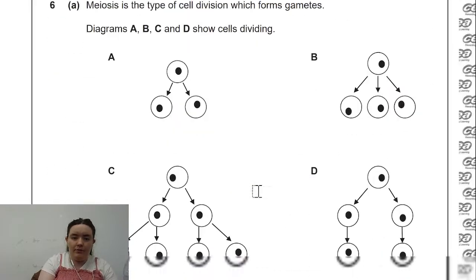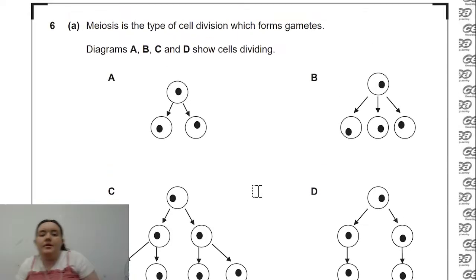Here we go. So, meiosis. So meiosis is a type of cell division. We have 2 main types of cell division that we care about in GCSE Biology Unit 2, meiosis and mitosis.